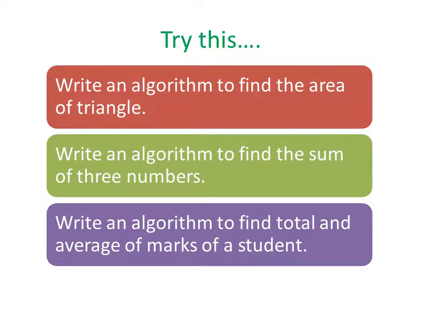For the third one, you have to write an algorithm to find the total and average marks of a student. For that you have to get the name of the student from the user, and you can get the subject marks. Then you can use one variable, total, and add all the marks into the total. Then you can find the average of the marks.